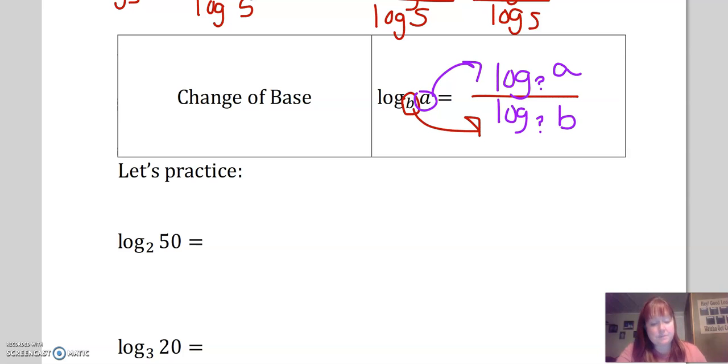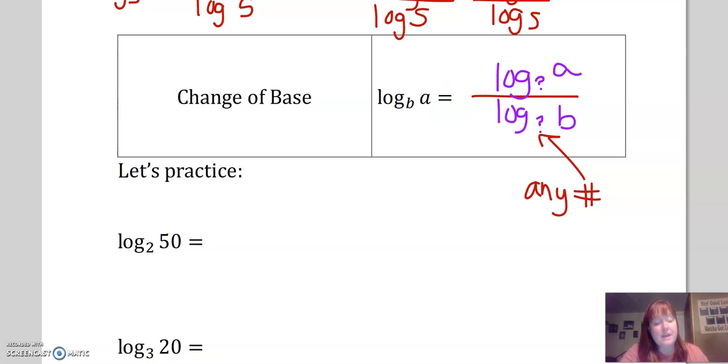So this, you can put any number here. It doesn't matter. It can be 10, it could be e, it could be literally anything. But if I want to change the base, again, I take the bottom, this base, it goes on the bottom of the fraction, and this, the argument goes on the top. So I take log of A over log of B. So let's practice what this actually looks like.